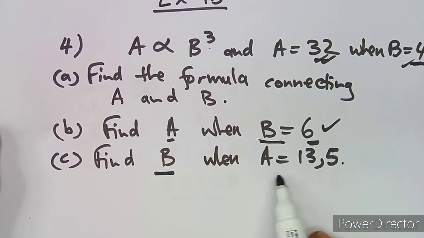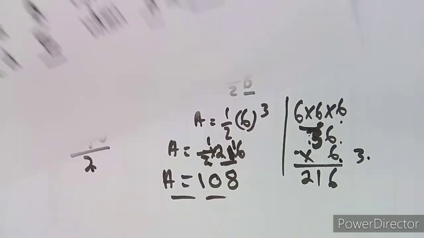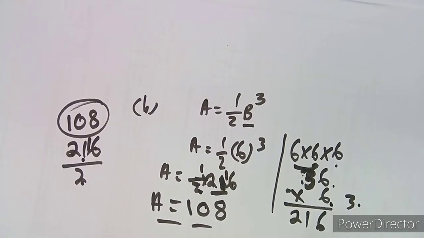Then find the value of b when a is equal to 13.5. So still you have to do the same thing, but this time you're substituting in place of a.